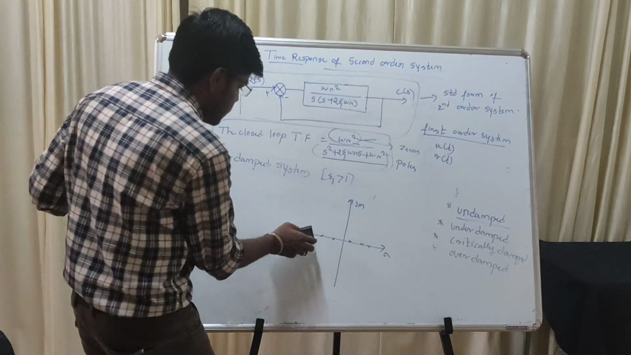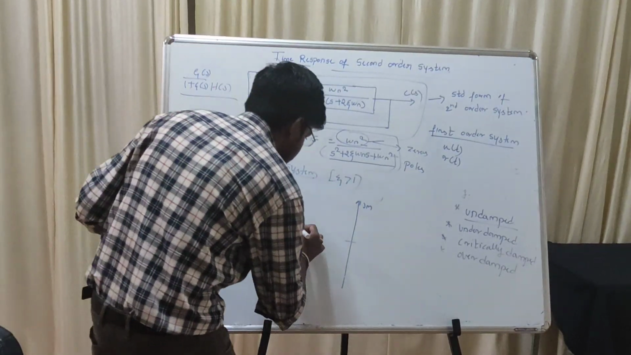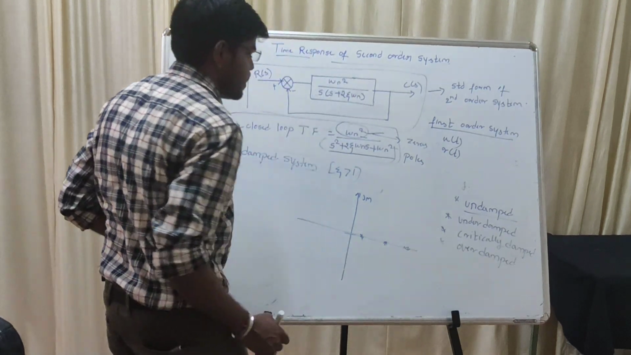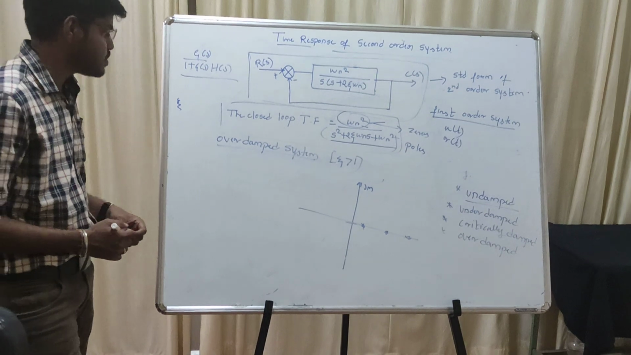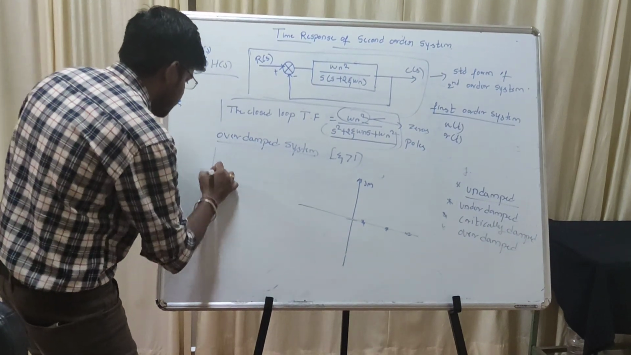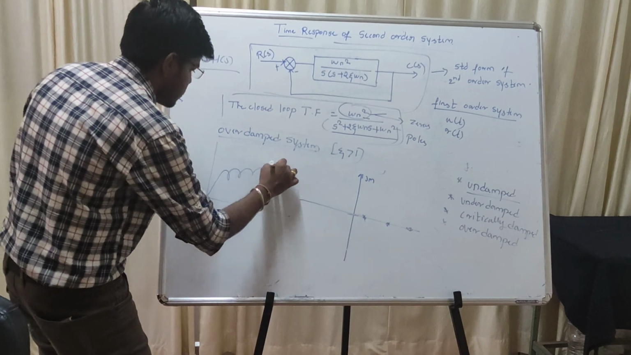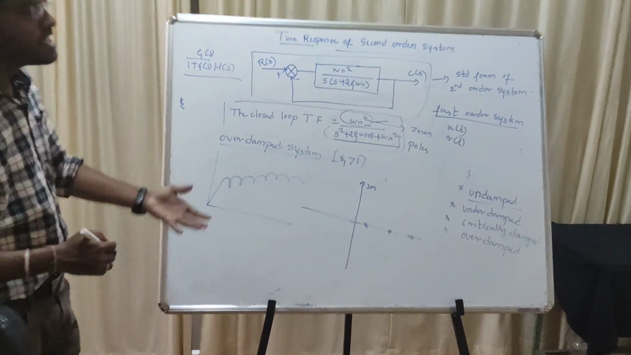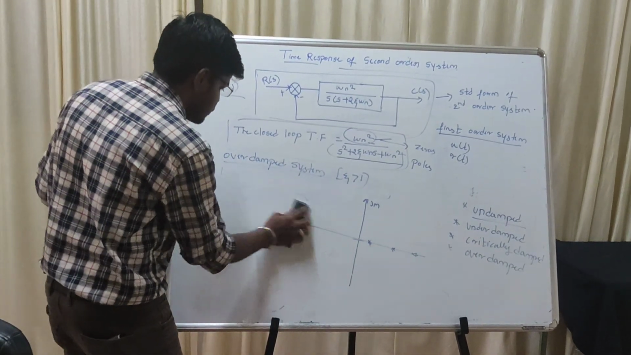For example, the roots are located on the left half of the S plane. The roots may be here, here, or here. You get unequal roots. In the transient response of this system, it increases continuously and reaches a constant value. You can't get an oscillatory waveform in the case of an overdamped system.